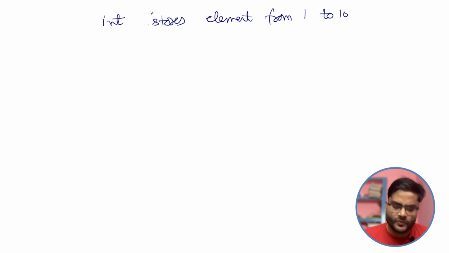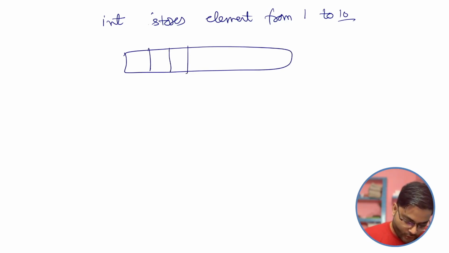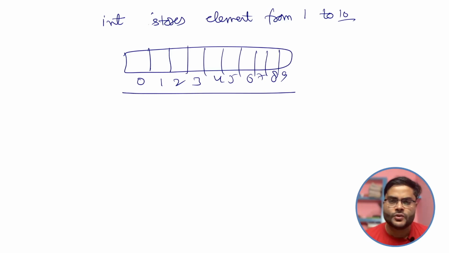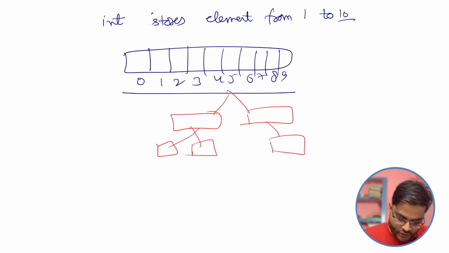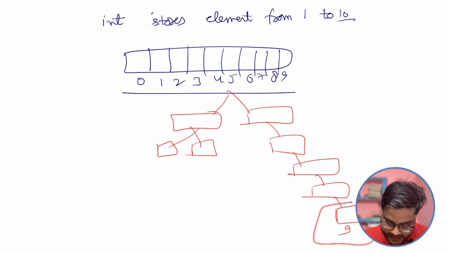Let's say int stores elements from 1 to 10. Now let's say we have an array of size 10, so indices 0, 1, 2, 3, 4, 5, 6, 7, 8, 9. So while performing merge sort, what will happen? Let's say it will keep on dividing. Let's focus on the right side. So there will be one point of time where my element will be at the 9th index.